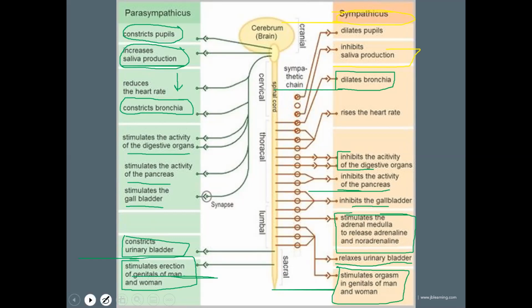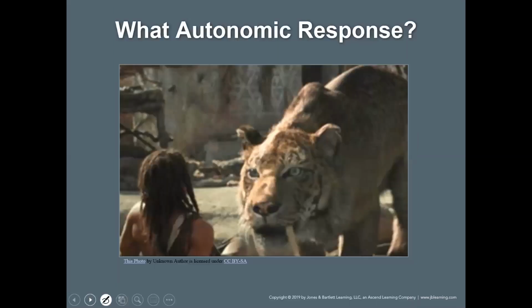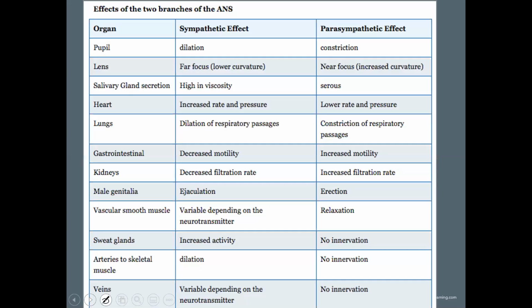Just laugh. Okay, so imagine that saber-toothed tiger. What do you think you're going to do? Feed and digest, or something else? All right. Again, this is another chart that I found that helps figure out what's going on with the sympathetic and parasympathetic responses. So it's pretty cool. So a lot of things that happen.